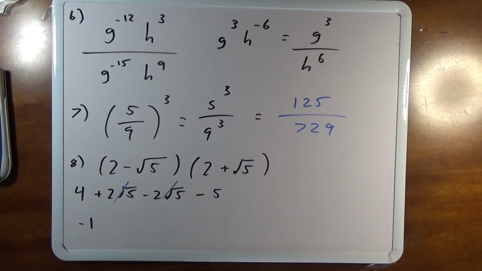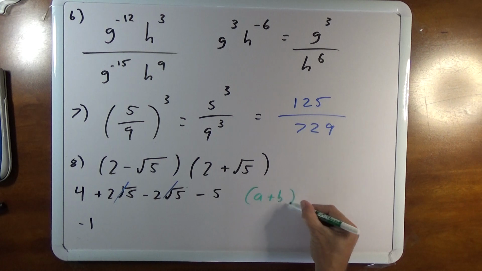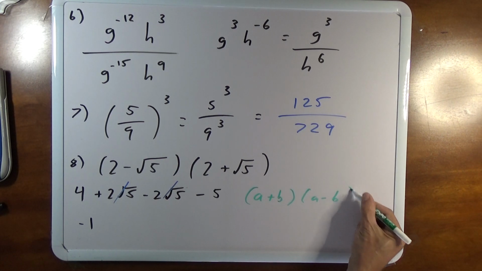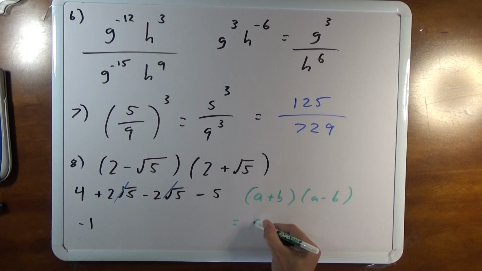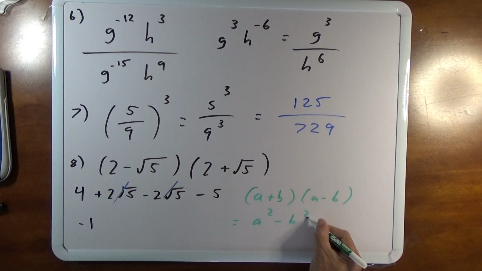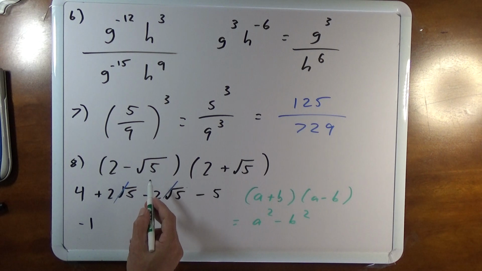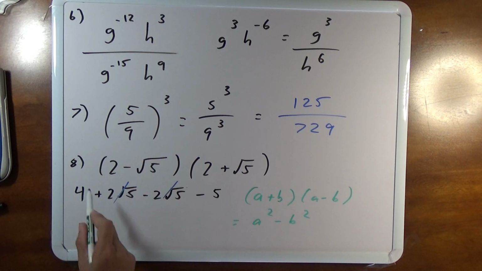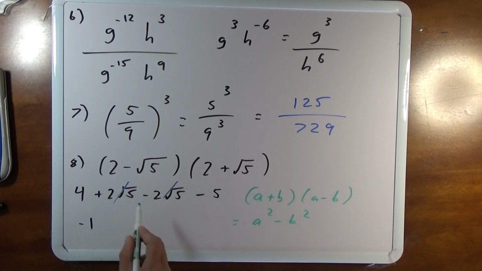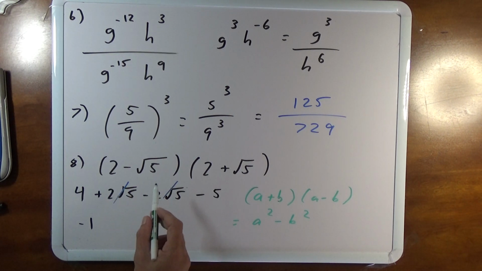And this comes from, if I have a plus b times a minus b, that's equal to a squared minus b squared. So in our case, a is equal to 2, b is equal to the square root of 5. So you don't have to remember the formula. You can just FOIL it out, but the middle term should always cancel if the only difference is positive and negative. A plus b times a minus b. That was 8.